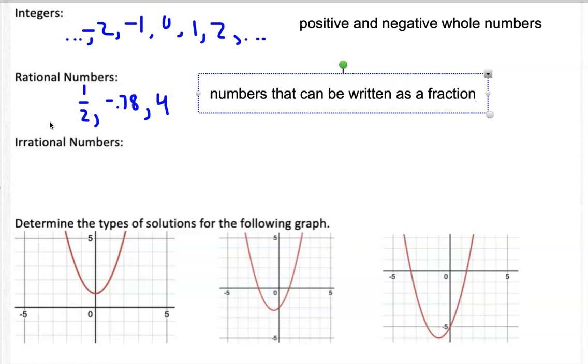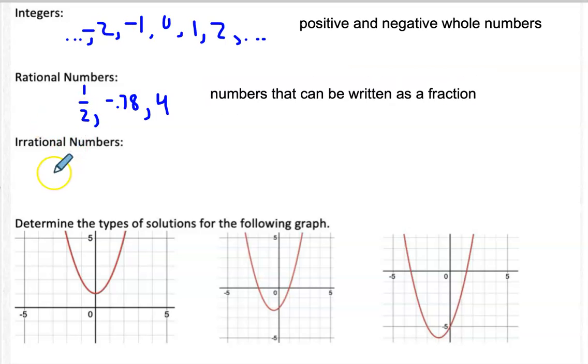Next up, irrational numbers. Irrational numbers do go on forever. These are things like the square root of 2 or pi. We've talked about the number e before as an irrational number. And we say these cannot be written as a fraction.